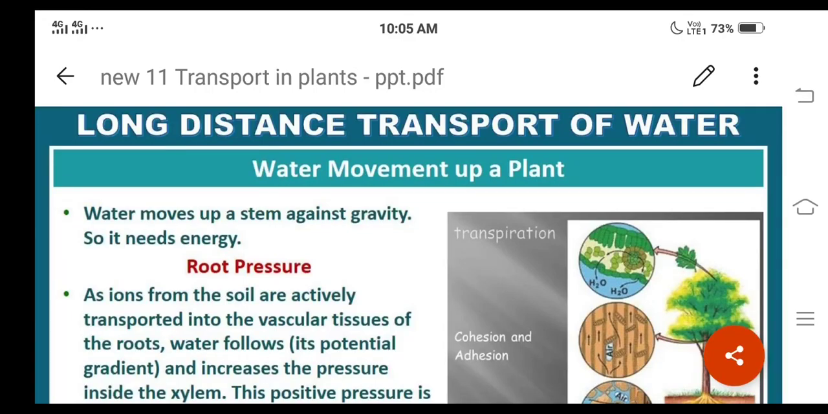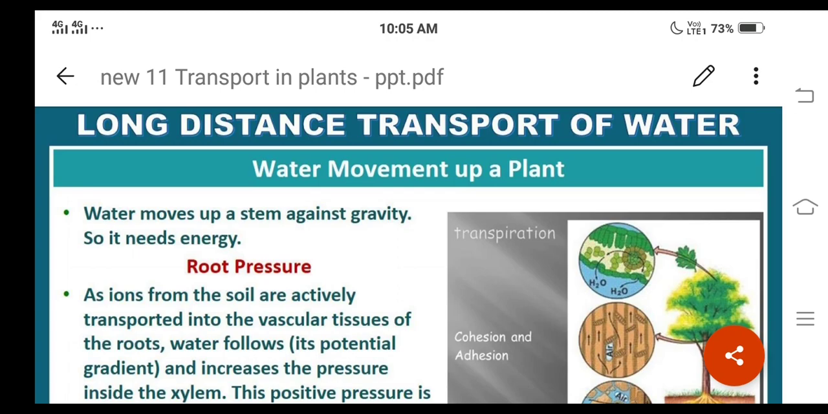Dear students, let us continue with one more concept called water movement up a plant. In the previous class, we studied the absorption of water from the soil. I told you it occurs by two methods: one is called the apoplast, and the other is called the symplast.